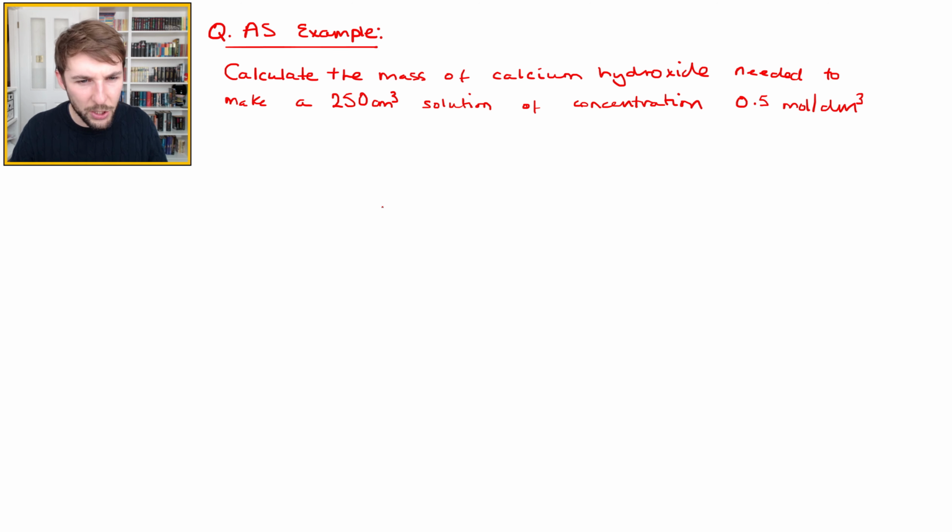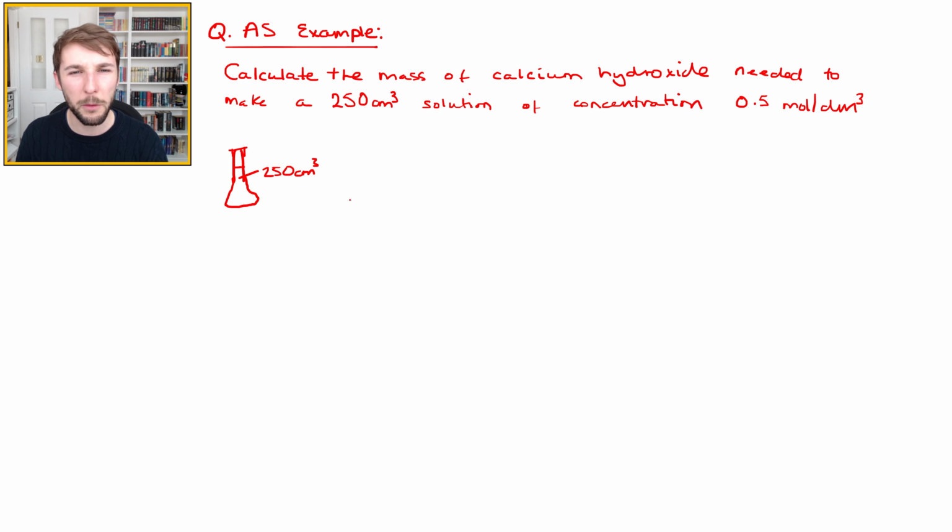So essentially what this is saying is you're going to get in the lab a volumetric flask, and that volumetric flask will have a volume of 250 cm³ if you make it up to the graduated line in the neck of the flask like that. And basically what you need to do is weigh your own mass of calcium hydroxide and get that dissolved up and into that flask in order to make that standard solution.